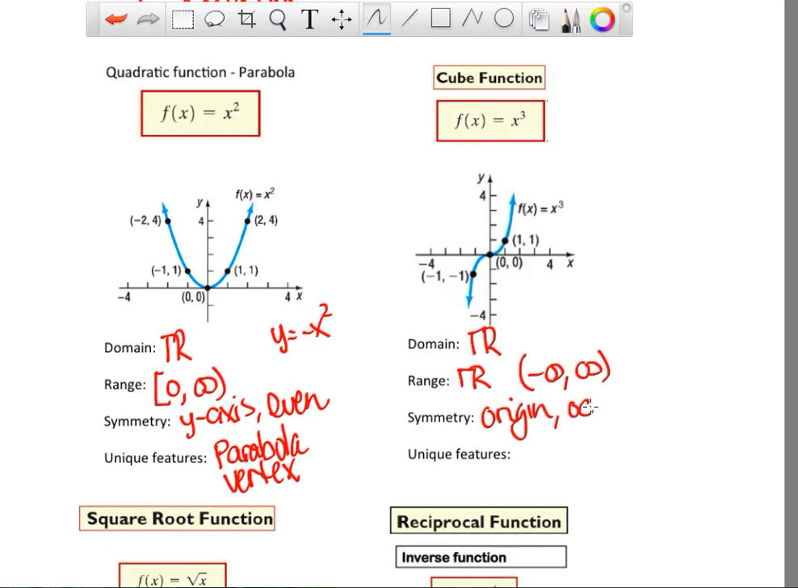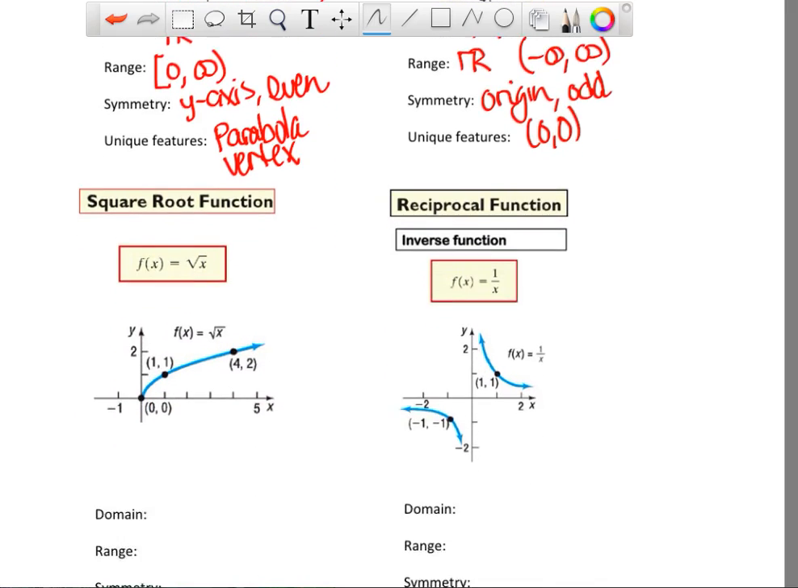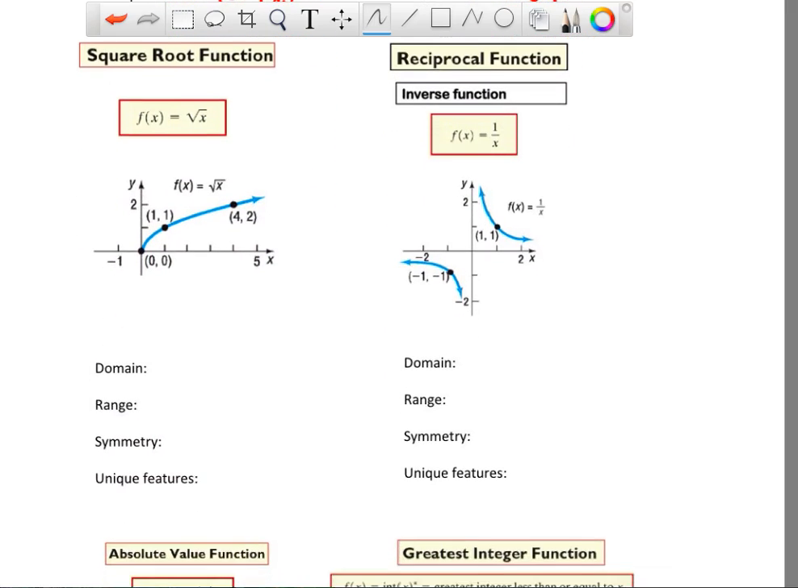Symmetry, origin, and just like even goes with x squared, origin goes with x cubed, the odd functions. That's the one that I have in my mind to make sure that I'm doing things right. And unique features, I guess it goes to the origin, it goes to 0, 0. Other than that, not sure that there is a lot of other stuff that you need to know about it.